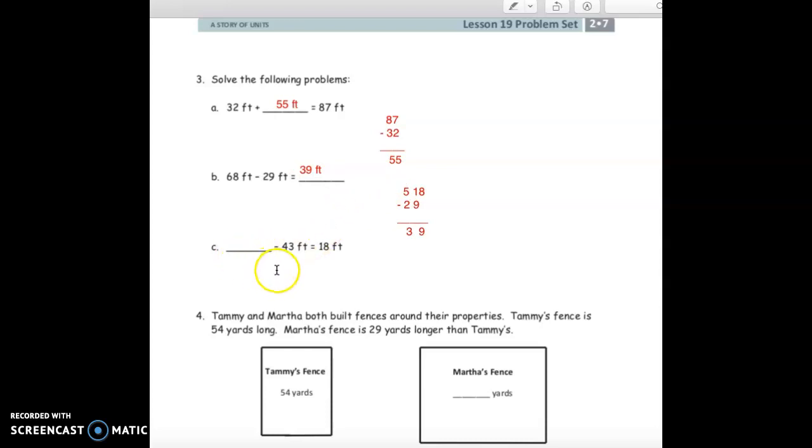Let's look at part C. Blank minus 43 equals 18 feet. So this is another missing addend, so let me think. Is this going to be adding or subtracting to find the number? Well, I know that when I subtract, I always start with the bigger number. So I have a bigger number minus 43 equals 18. So 43 and 18 are both going to be the parts. So the whole is going to have to be the bigger number. So in order to get a bigger number, I'm going to have to add. So I'm going to add 43 plus 18.